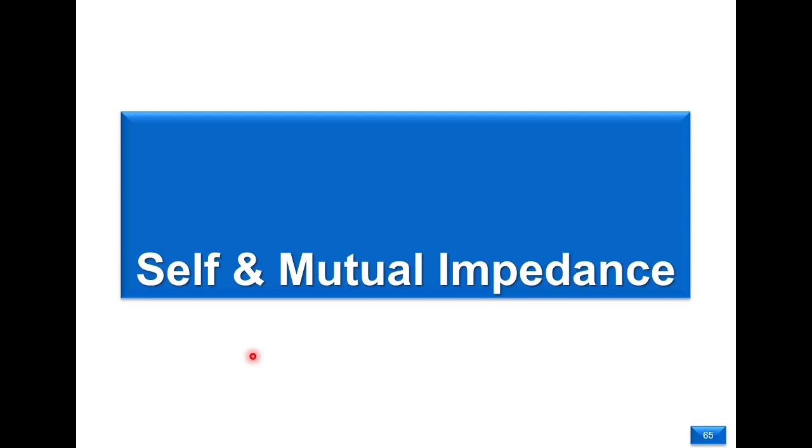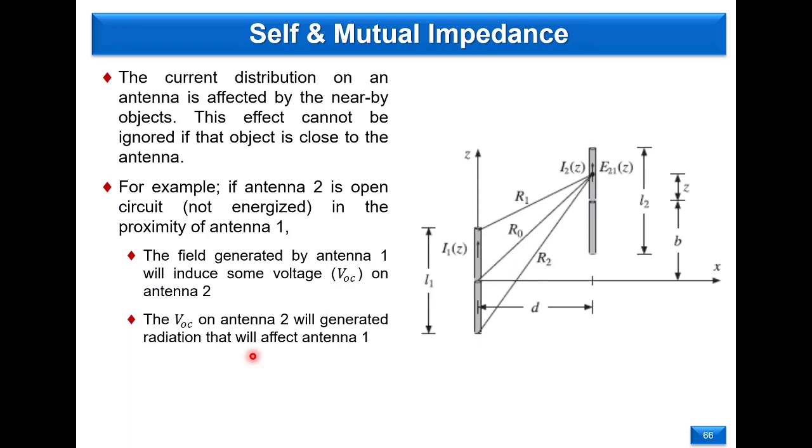So one last item for this topic is self and mutual impedance. All what we studied so far assumed that the antenna is isolated, or nothing is next to the antenna. But in reality, especially in the case of antenna arrays, we have other objects, in other words, other antenna elements next to the antenna, and those antenna elements affect the behavior of the antenna.